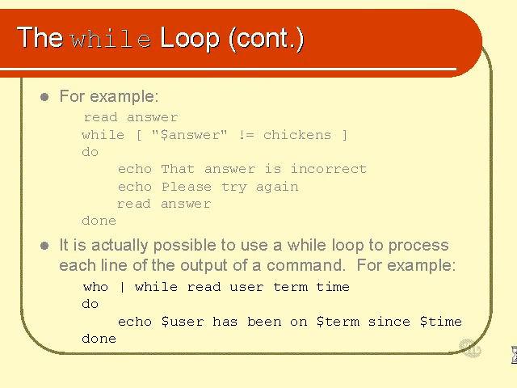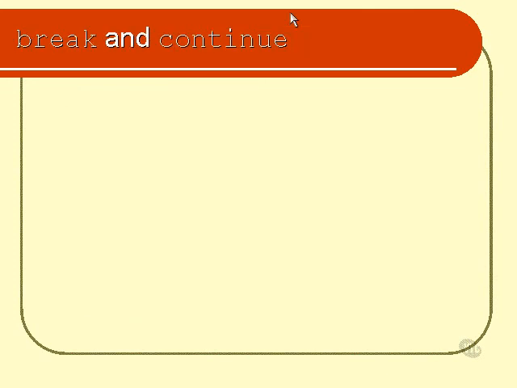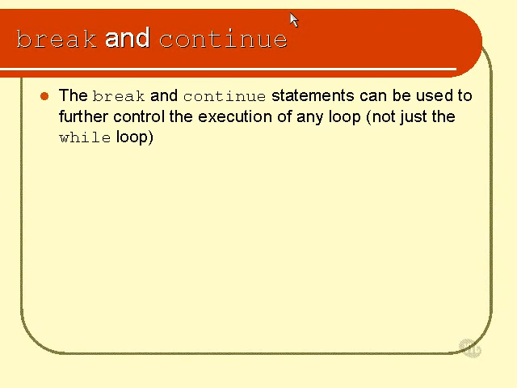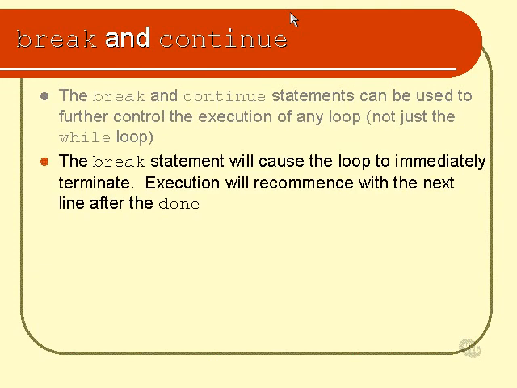Okay, so that's it for the while loop. Pretty straightforward. There are 2 extra keywords in the shell programming language that are used to control the execution of a loop. And when I say a loop, I mean actually any kind of loop, not just the while loop. They can also be used in conjunction with the for loop. Those keywords are break and continue. So let's have a look at them. We'll firstly look at the break. Using the word break is a way to actually cause a loop to immediately terminate.